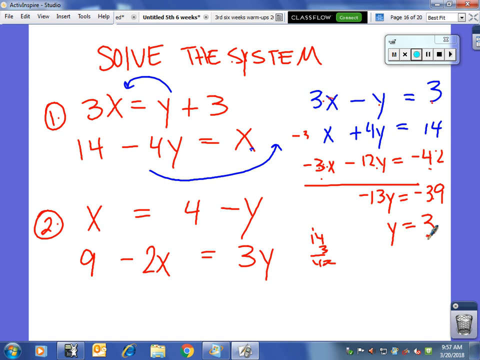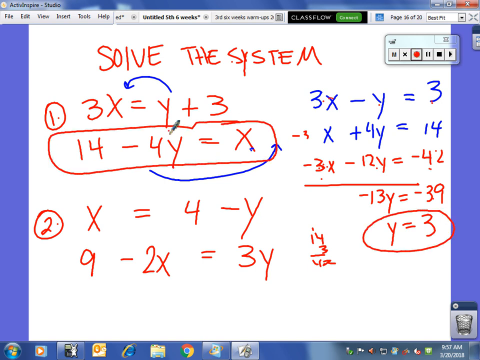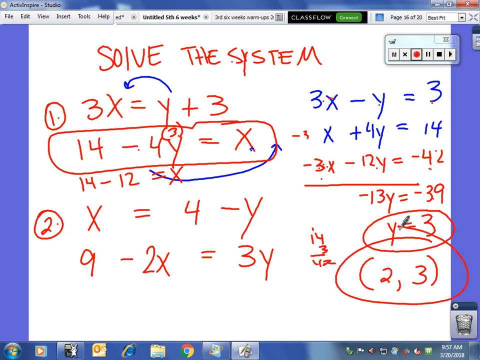Then go back to any of the equations and put a 3 in for y somewhere. I would probably use this original one right here. If I put a 3 right here, I would get 14 minus 4 times 3. In other words, 14 minus 12 equals x. And 14 minus 12 is 2. So my x value is 2, my y value is 3. All right, anything else?